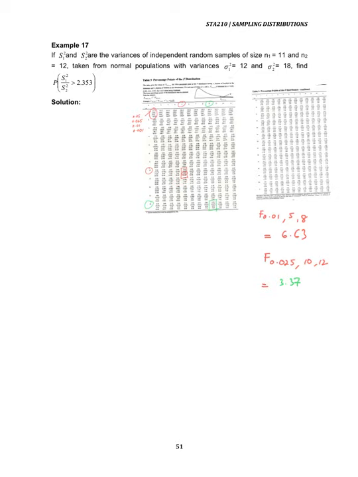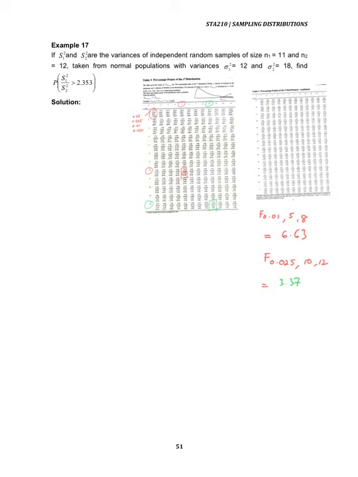Now let's look into example 17. If S1 square and S2 square are the variance of the independent random sample of N1 equivalent to 11 and N2 equivalent to 12, taken from normal population with variance sigma 1 square equals to 12, sigma 2 square equals to 18, find the probability of S1 square over S2 square greater than 2.353.